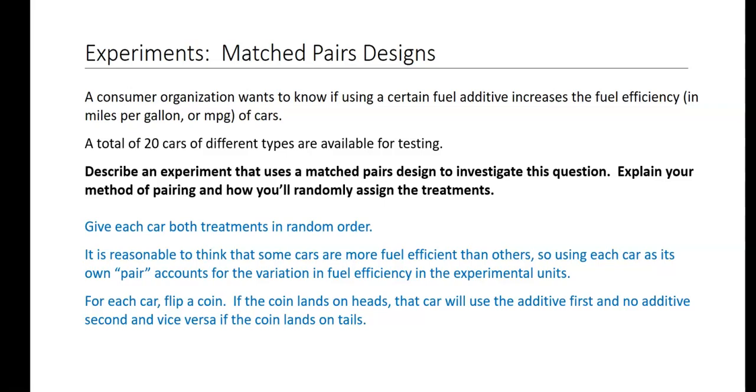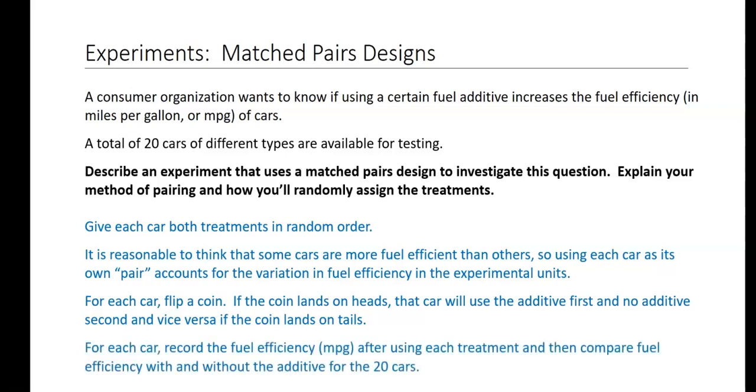They said flip a coin. You could also do randInt on your calculator. In this case, though, flipping a coin would be okay to use because if you flip a coin and one of them gets the active treatment first, then by default the other one will get the inactive treatment first. So you could do it that way. You could also assign it differently using randInt or something.